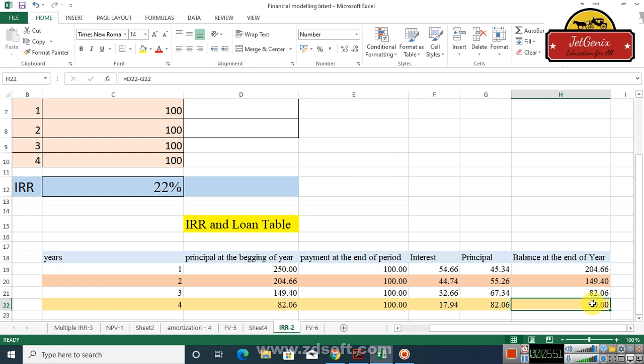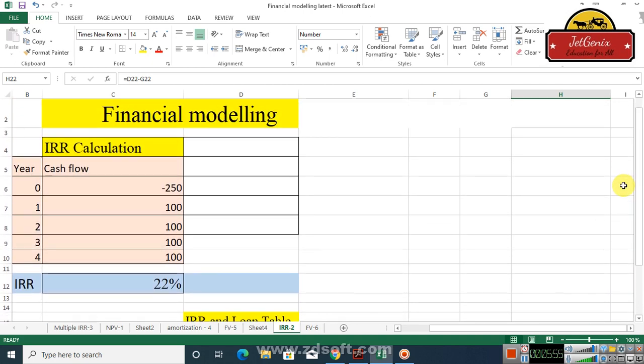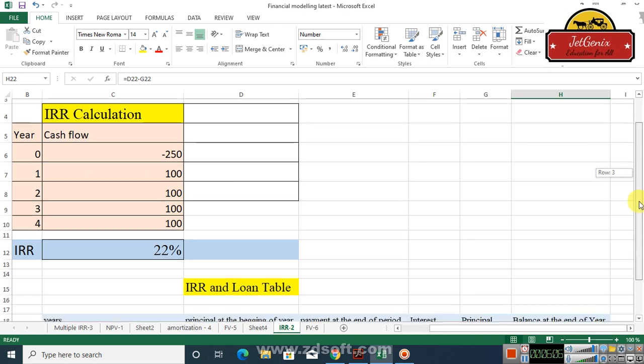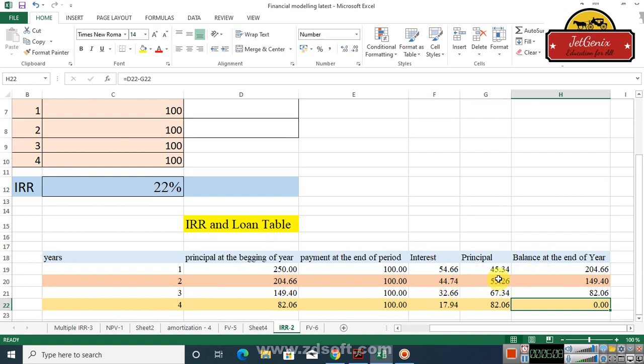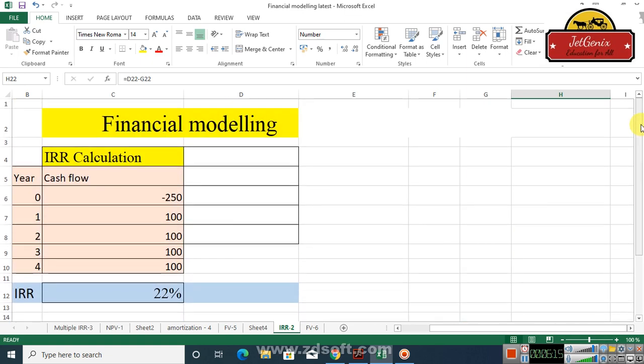Okay guys, so for the IRR, I think we are very clear. It is very simple, and the IRR calculation in Excel, with simple cash flows, is very easy, and you can also analyze the accuracy of your calculated IRR here. I think you got it.